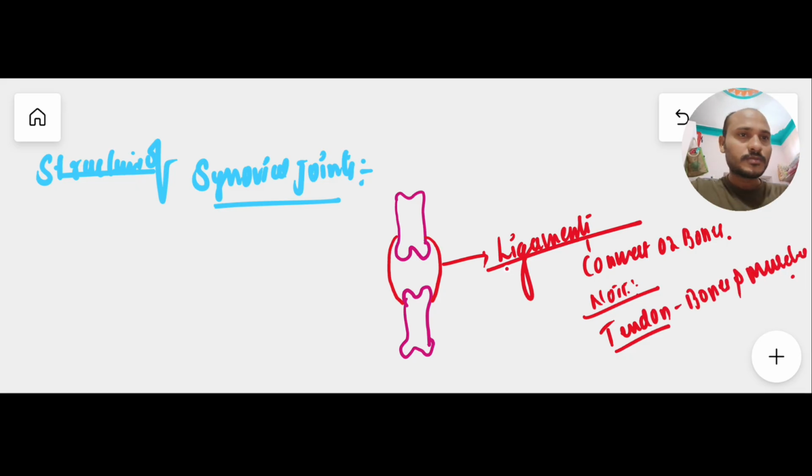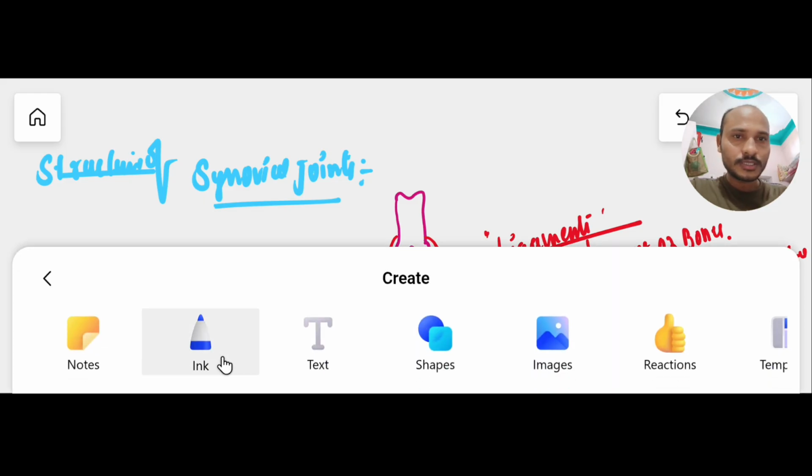With the help of ligaments, these two long bones are connected to each other and form this region called a joint. After formation of the joint, there is a cavity between the bones. This cavity is called the synovial cavity, and it is covered with a membrane. Here I am drawing.